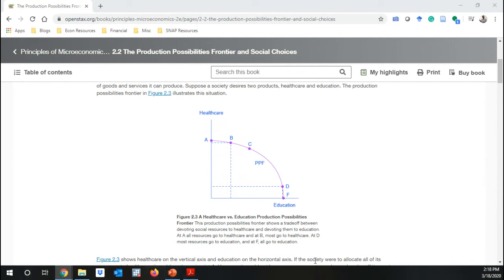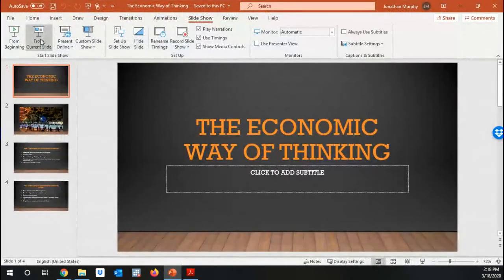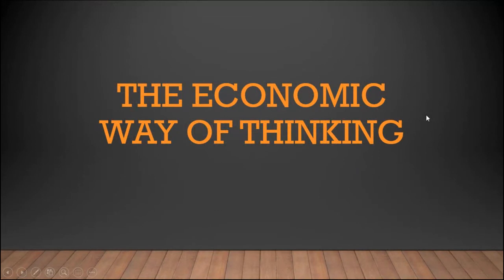Now, the final part of this lecture deals with the economic way of thinking. The economic way of thinking is what I've started to introduce to you today. It's a mode of thinking about the problems that we face as a society. Economics is a social science.